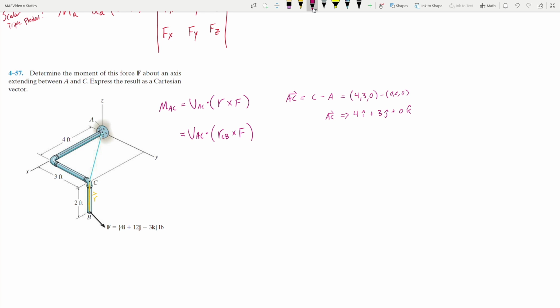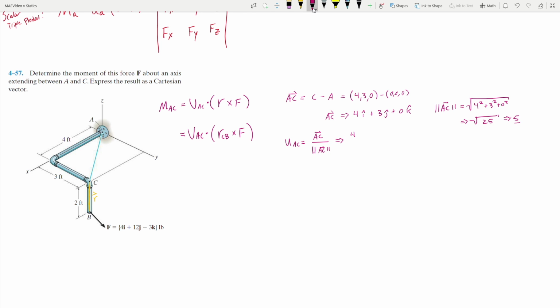Now from here, we know the unit vector is the vector AC divided by the magnitude of that vector AC. So if we found the magnitude of AC, that would be the square root of 4 squared plus 3 squared plus 0 squared, which is going to equal the square root of 25, which would equal 5. And then now we can just simply put that in our equation down here to get UAC.